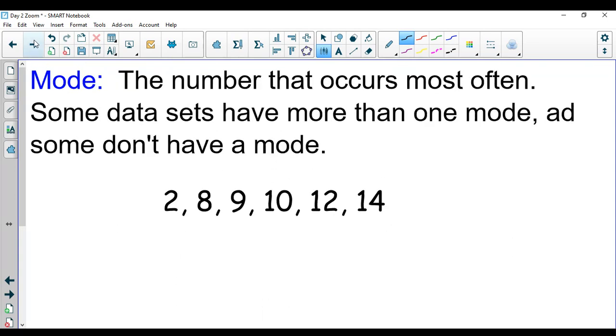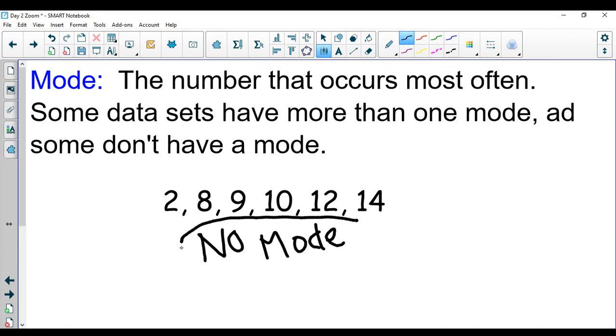And the mode. The number that occurs most often is the mode. So in this set of data, there is no mode. No mode. And that is okay. The mode really becomes important when you have large sets of data. And the fact that you keep seeing some number pop up again and again tells you something about the data set that you are looking at.